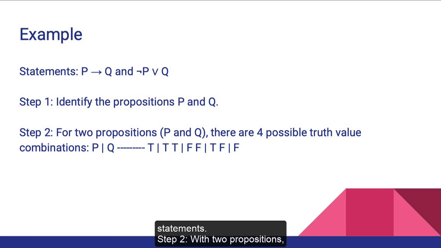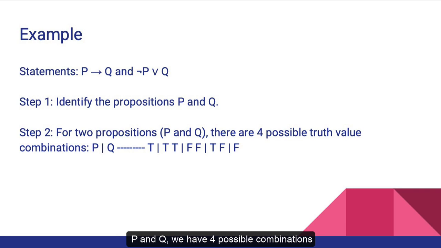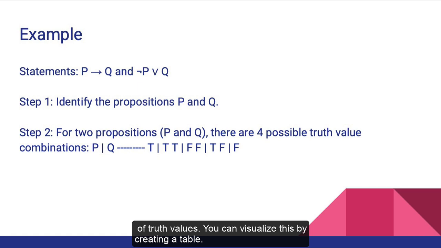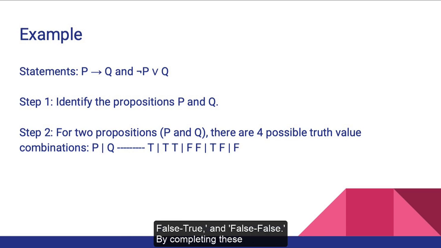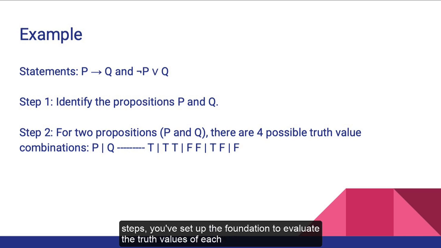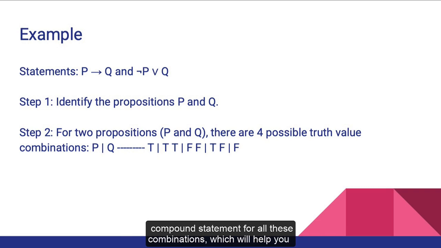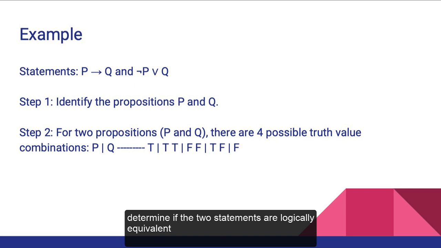Step 2. With two propositions, P and Q, we have four possible combinations of truth values. You can visualize this by creating a table. For proposition P, you would list true and false. Do the same for proposition Q. This creates four combinations: true-true, true-false, false-true, and false-false. By completing these steps, you've set up the foundation to evaluate the truth values of each compound statement for all these combinations, which will help you determine if the two statements are logically equivalent.